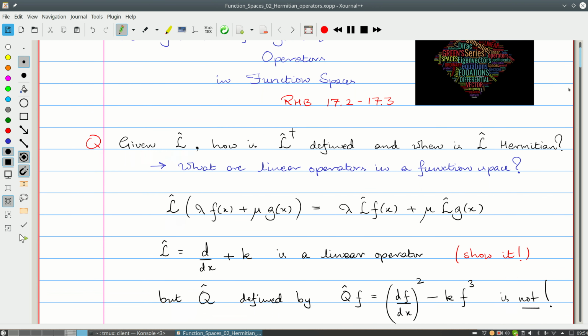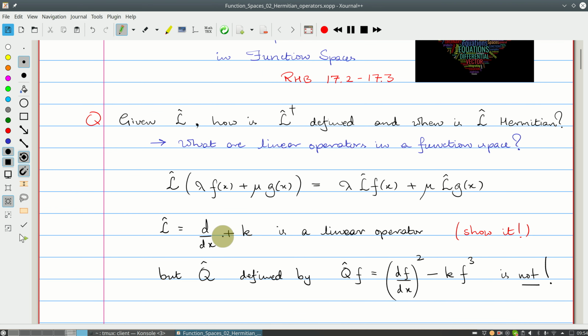Now, what this means, and I'd like you to show this, is that if I define L, for example, to be d by dx plus some scalar k, then this is a linear operator. Just show that this definition of L satisfies the definition here. However, if I define an operator Q, such that Q operating on f is the square of the first derivative of f minus k times f cubed, for example, then this is non-linear. This kind of operator does not satisfy the condition up here.